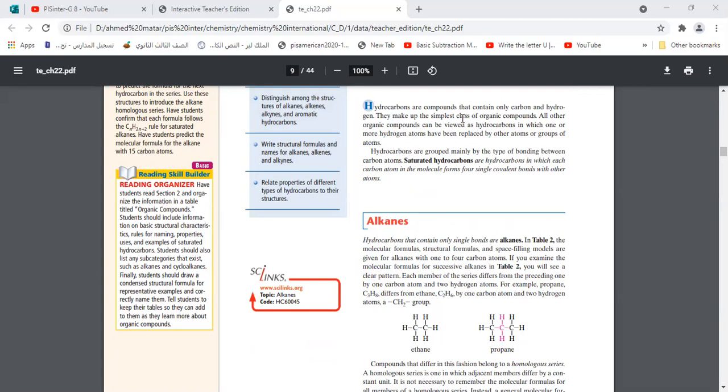Actually, hydrocarbon is considered the basic structure from which the other organic compounds could be formed, produced from the hydrocarbon by just removing one hydrogen or more and replacing them with a functional group or something like that. Actually, those are hard words to understand. So let's get an example to clarify the idea.